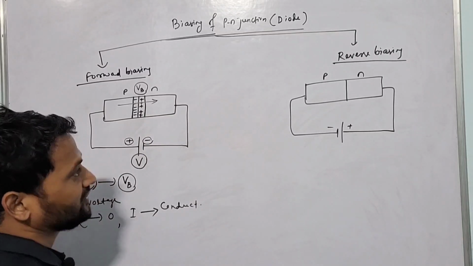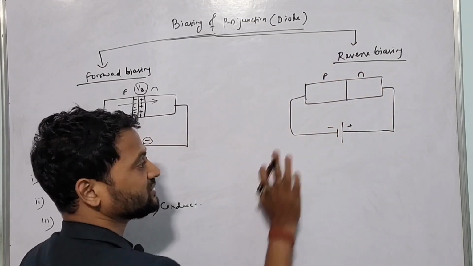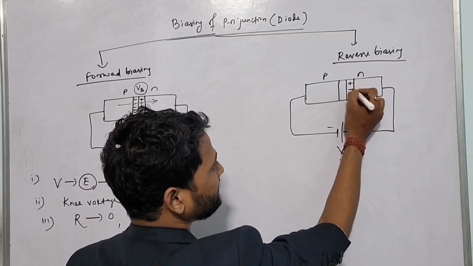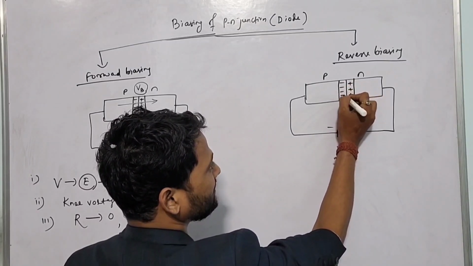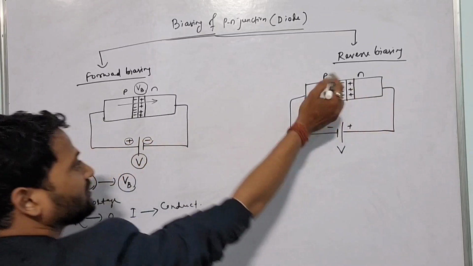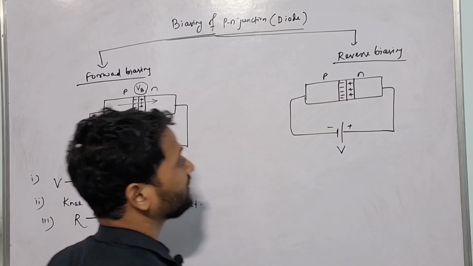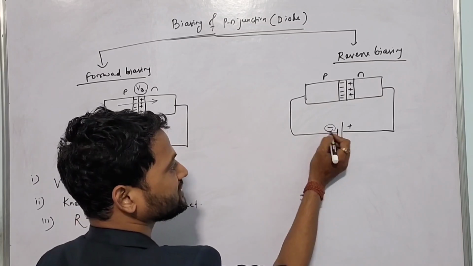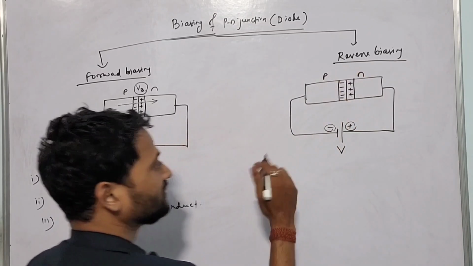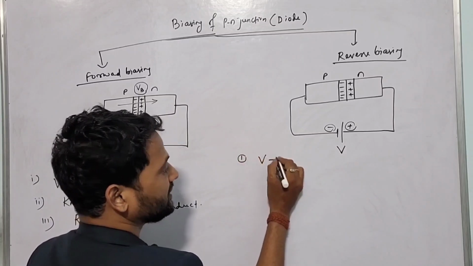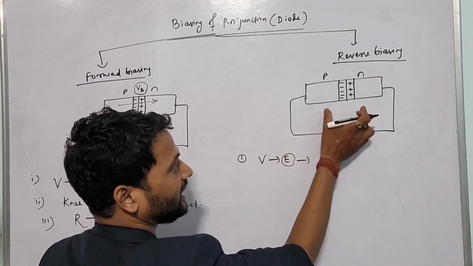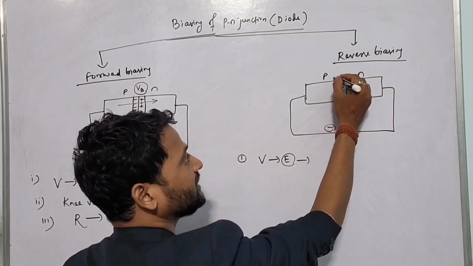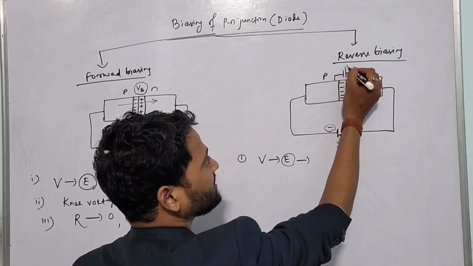Is it clear? But during reverse bias, the situation is different. During the formation of PN junction, as I've told, positive and negative charges accumulate near the junction. Whenever a potential difference is applied across the PN junction and minus is connected to P, plus is connected to N, what will happen? That potential difference will develop an electric field. That electric field will act in the same direction as the electric field due to the potential barrier. How much is this potential barrier? VB.